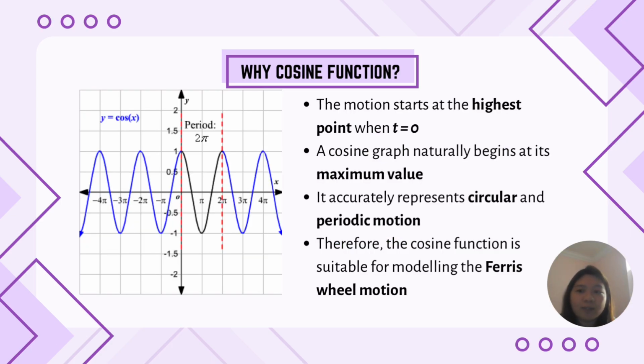Now, let's see why the cosine function is chosen. The cosine function is chosen in our project because the motion of the Ferris wheel starts at the highest point when time t equals 0. A cosine graph naturally begins at its maximum value, which matches this situation. In addition, the cosine function is effective in representing circular and periodic motion, which is exactly how a Ferris wheel moves. Therefore, a cosine function is suitable for modeling the height of a passenger on a Ferris wheel.